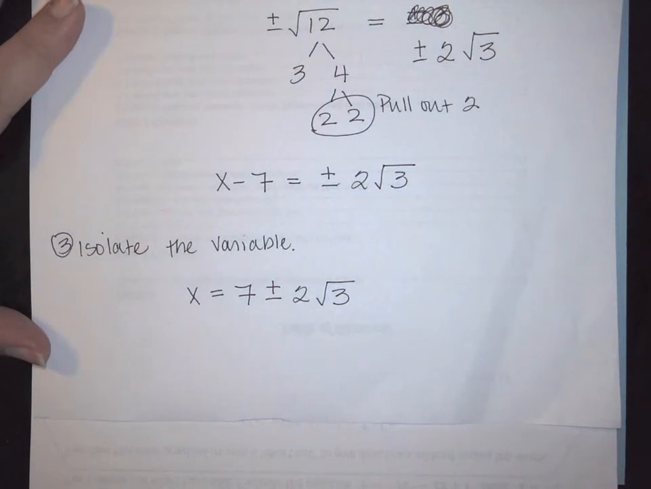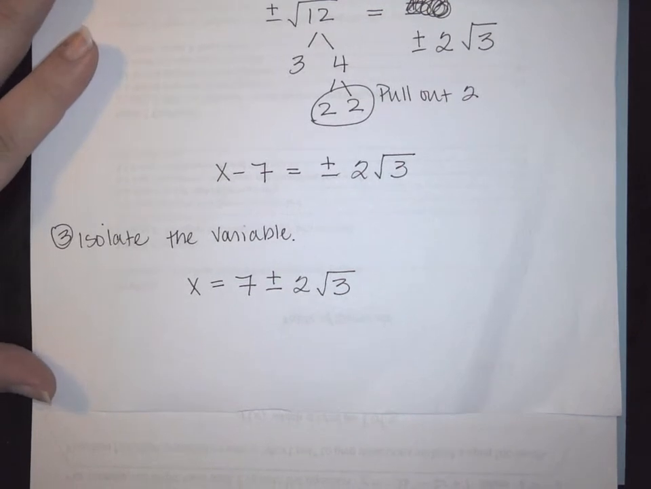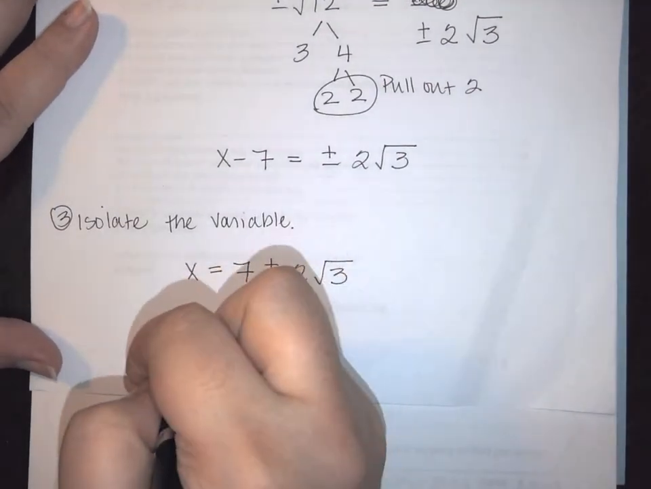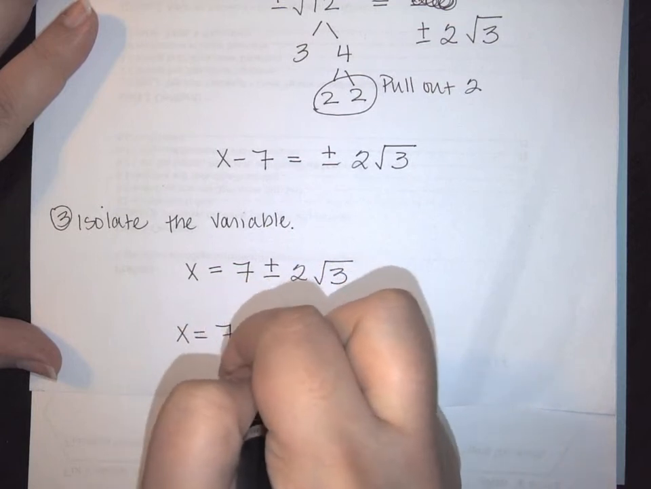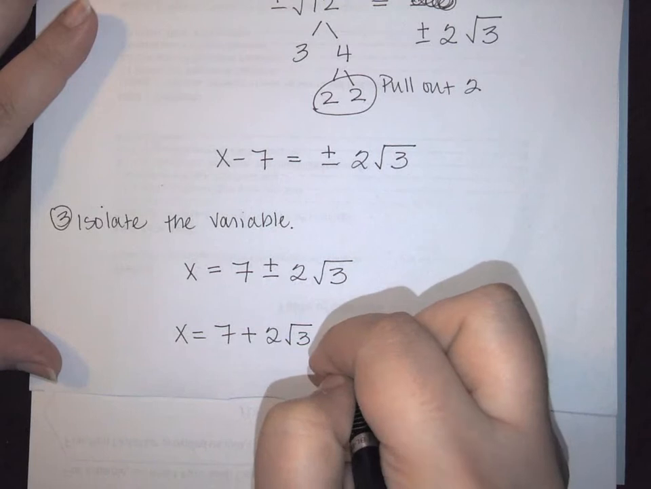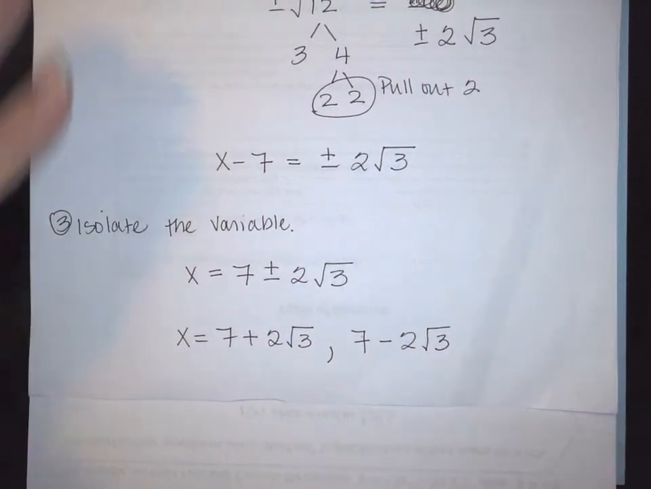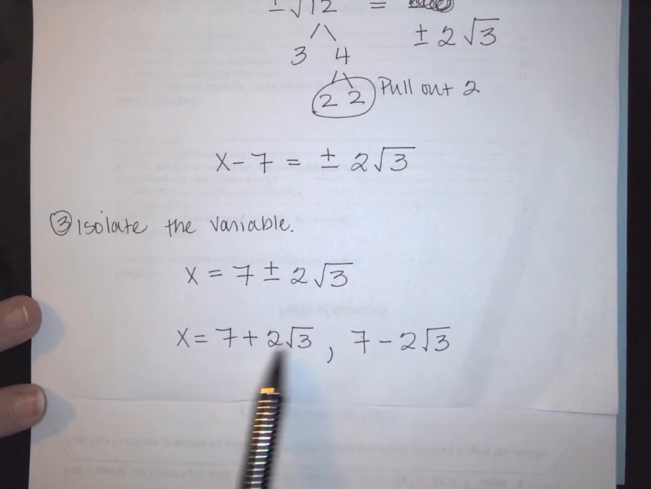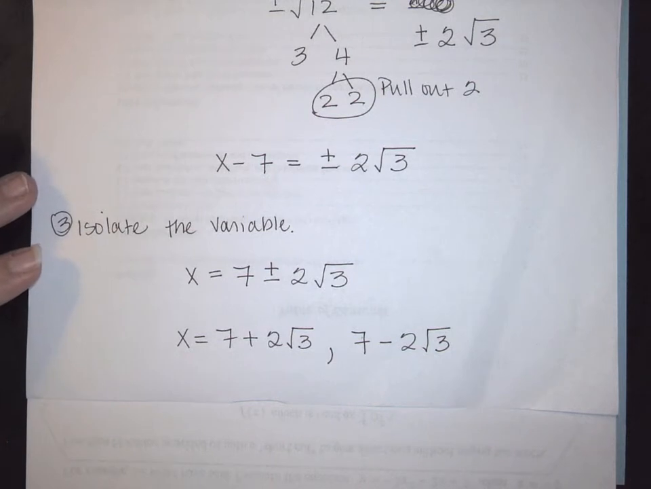Now for some, if you leave it like this, that's perfectly fine. However, in some instances, we want them to be separated out. So the other way that you can write it is 7 plus 2 square roots of 3, comma, 7 minus 2 square roots of 3. And that definitely signifies that you have 2 answers, which should make sense considering that you are working with a quadratic.